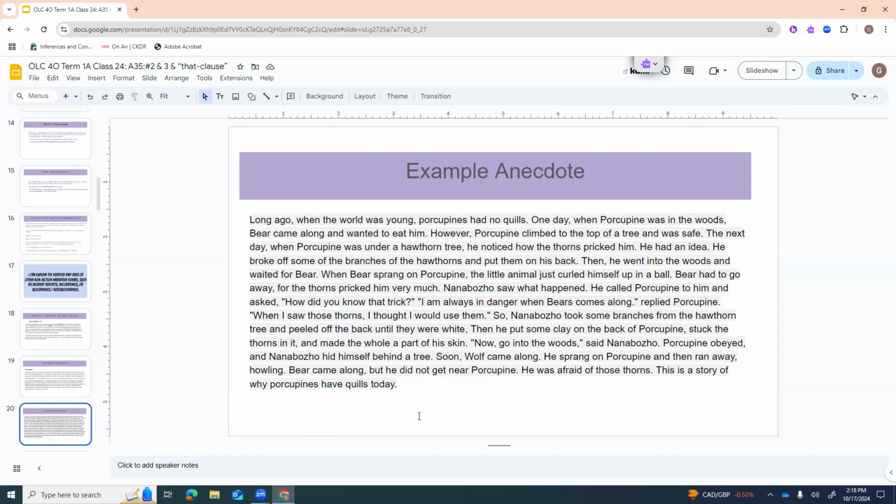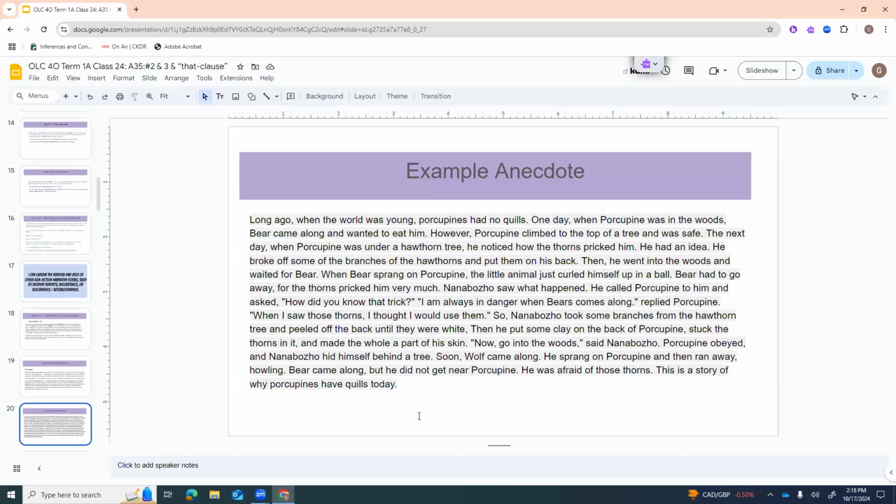Okay. So long ago, when the world was young, porcupines had no quills. One day, when Porcupine was in the woods, Bear came along and wanted to eat him. However, Porcupine climbed to the top of a tree and was safe. The next day, when Porcupine was under a haythorn tree, he noticed how the thorns pricked him. He had an idea. He broke off some of the branches of the haythorns and put them on his back. Then he went into the woods and waited for Bear. When Bear sprang on Porcupine, the little animal just curled himself up in a ball. Bear had to go away, for the thorns pricked him very much.